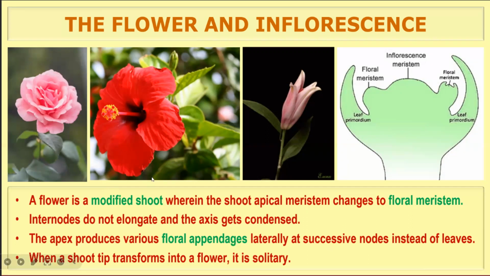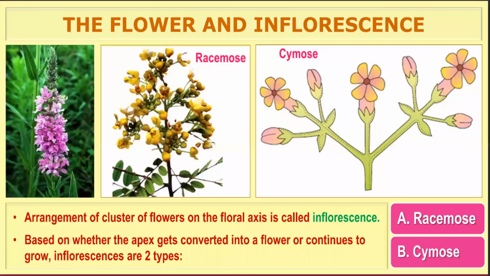When the shoot tip transforms into flower, it is called solitary. Solitary means single flower. Next, the inflorescence. There are two types: racemose and cymose. Very, very important. Inflorescence is the arrangement of a cluster of flowers on the floral axis. How the flowers are arranged on the axis is based on whether the apex gets converted into flower or continues to grow. There are two types.